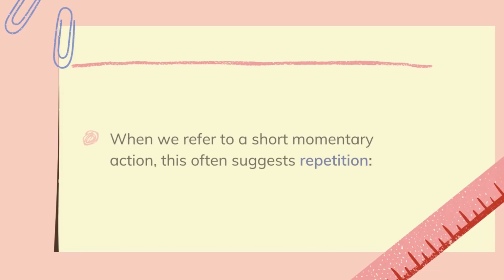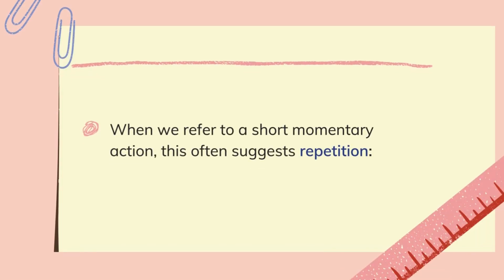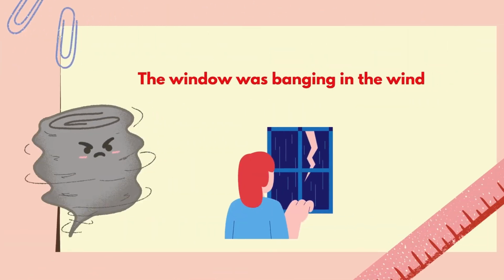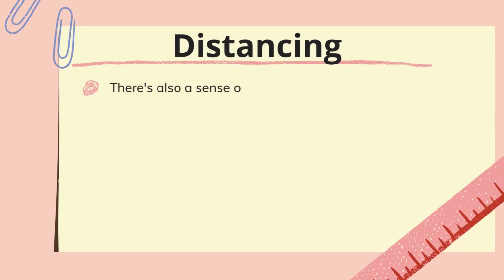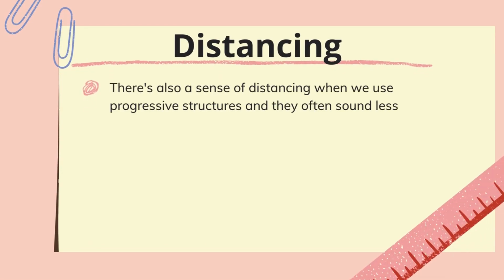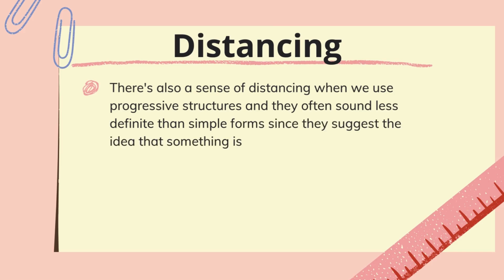When we refer to a short momentary action, this often suggests repetition. The window was banging in the wind. So there's also a sense of distancing when we use progressive structures, often sounding less definite than simple forms, as they suggest the idea that something is incomplete.